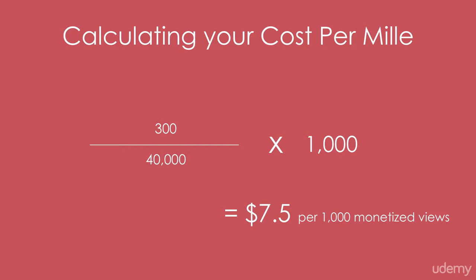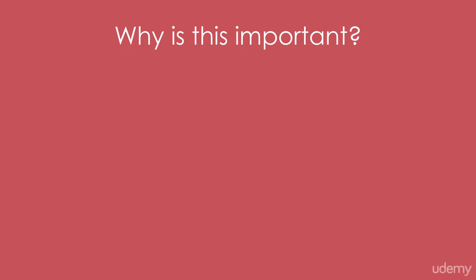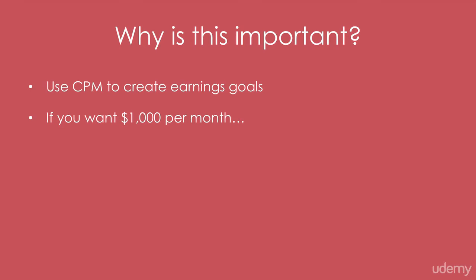That's really great to know, but why is this important? Well, the main thing for me is you can use CPM to create earnings goals, because now you know how much you make for every 1,000 monetized views. You can say, hey, I want to make $1,000 per month. What will get me there? And you can calculate that you'll need 133,000 monetized views per month to get $1,000 per month.